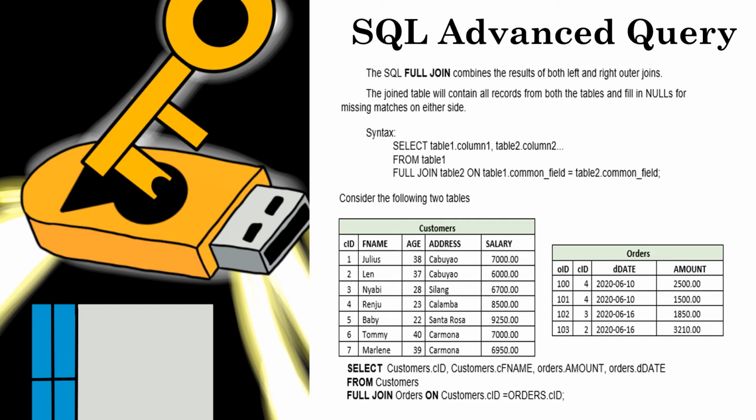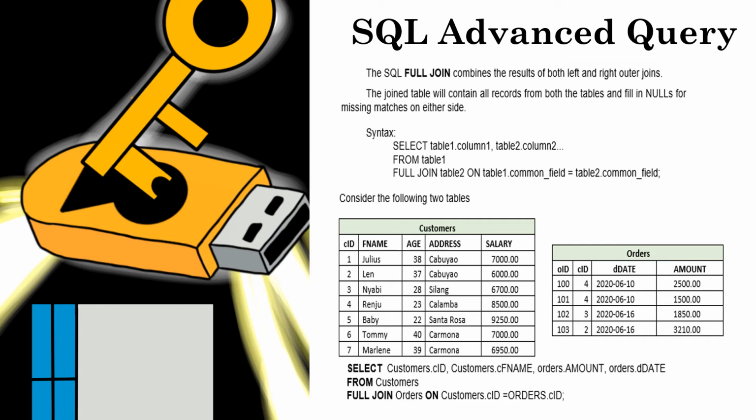How about the SQL full join? SQL full join combines the results of both left and right outer joins. The join table will contain all the records from both tables and fills in nulls for missing matches on either side. The syntax for this is select table 1 dot column 1, comma, table 2 dot column 2 from table 1 full join table 2 on table 1 dot common field is equal to table 2 dot common field.